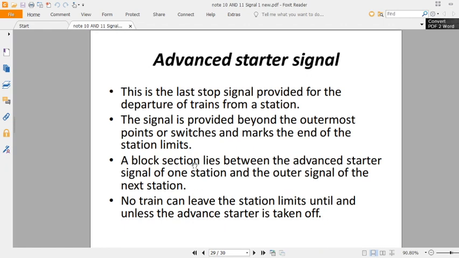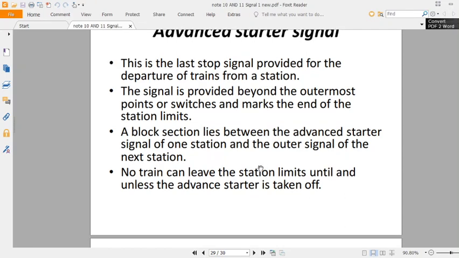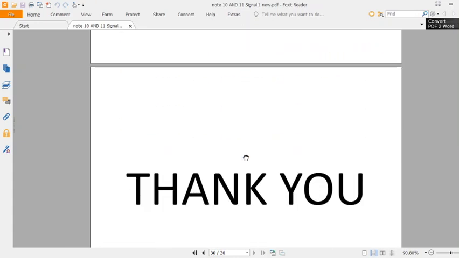This is also a type of departure signal. This is the last stop signal provided for the departure of trains from a station. The signal is provided on the outermost points or switches and marks the end of the station limit. A block section lies between the advanced starter signal of one station and the outer signal of the next station. No train can leave the station limits unless the advanced starter is taken off.